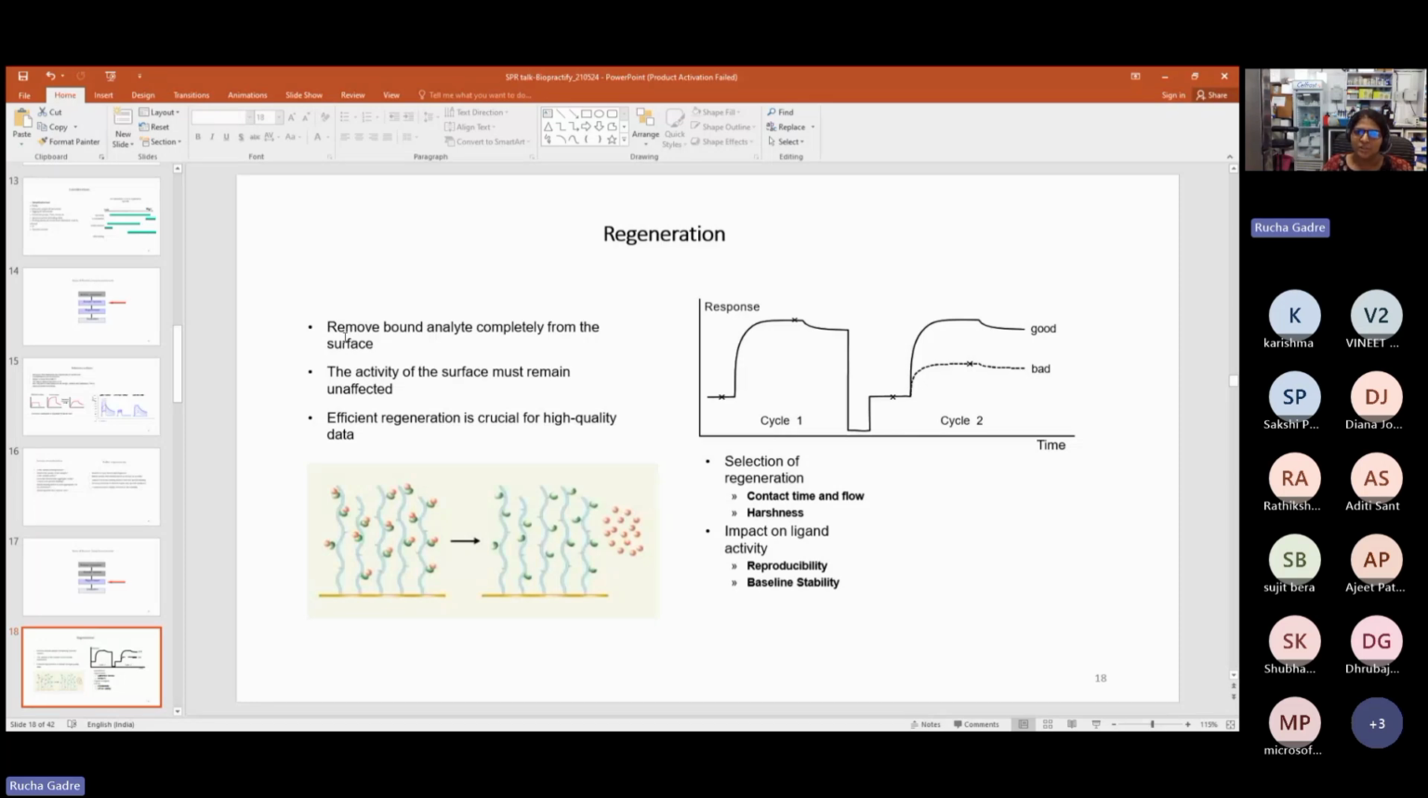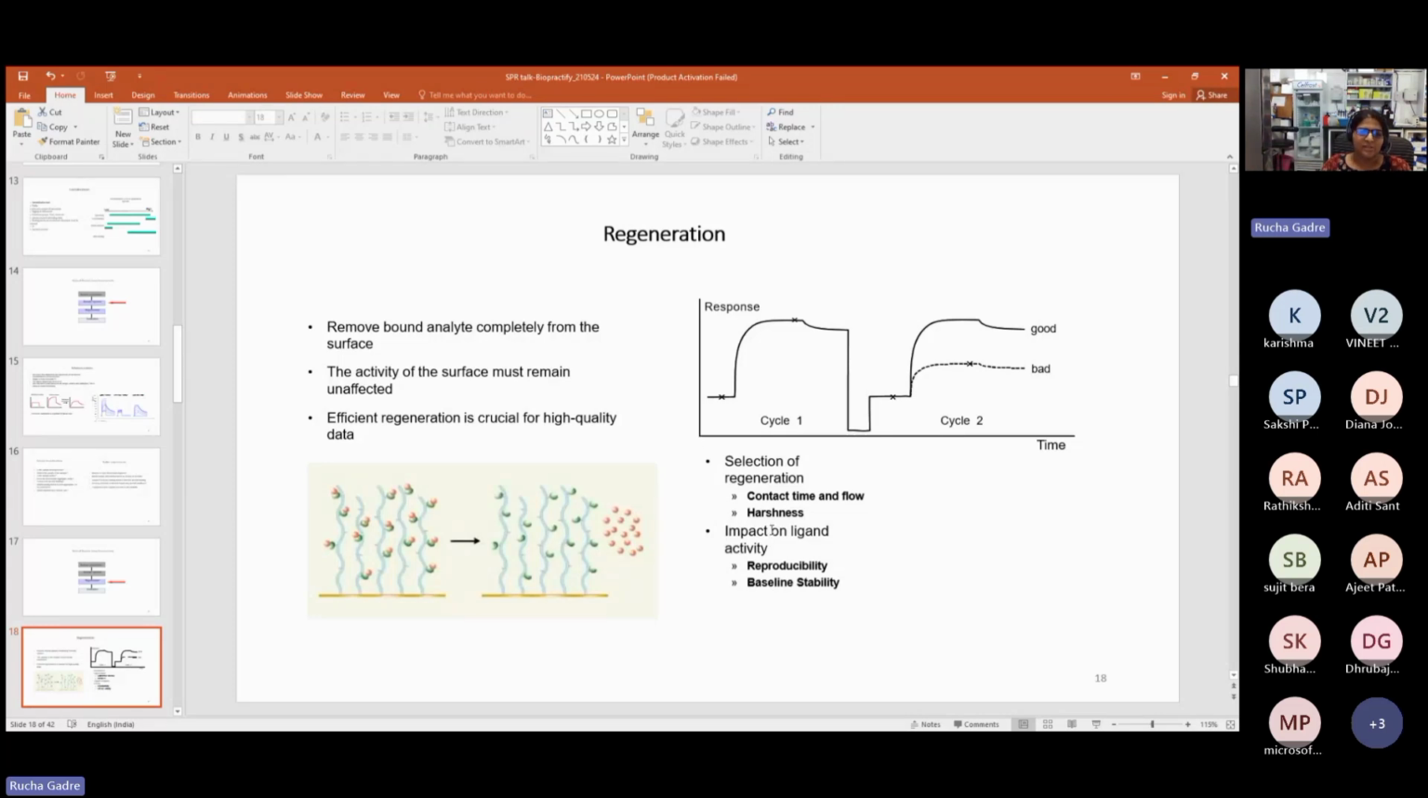In regeneration, we need to be sure that the analyte is coming off completely without affecting the ligand or its activity. We can check it like this. For example, this is the baseline, this is the association, this is the dissociation, and this is after regeneration. We need to check whether these baselines match after regeneration, so that another set of analyte can go and give similar results. This is how we need to take care.